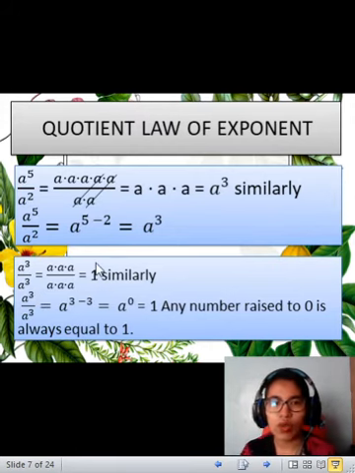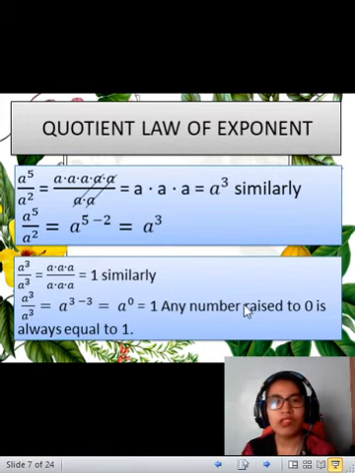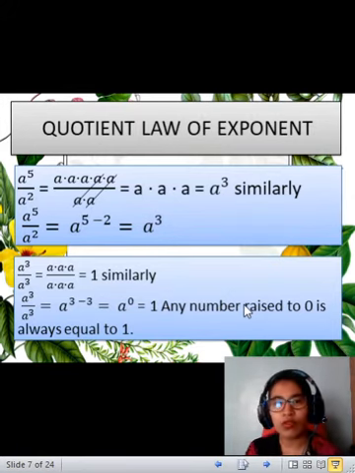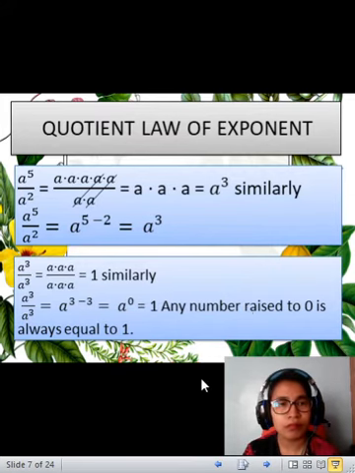Ma'am, why is it 1? Because we have a rule that any number raised to 0 is always equal to 1. Any number or any letter raised to 0 is always equal to 1. So if I have 1 raised to 0, it is still equal to 1.